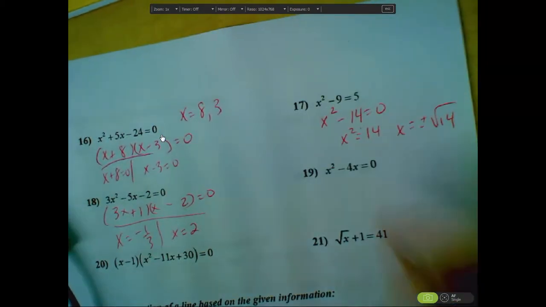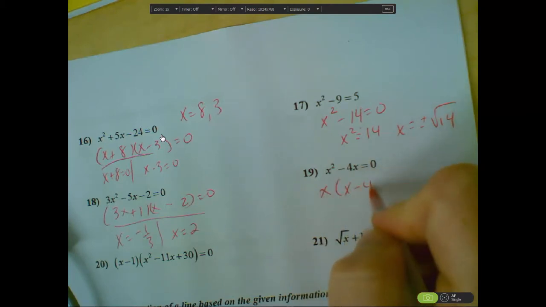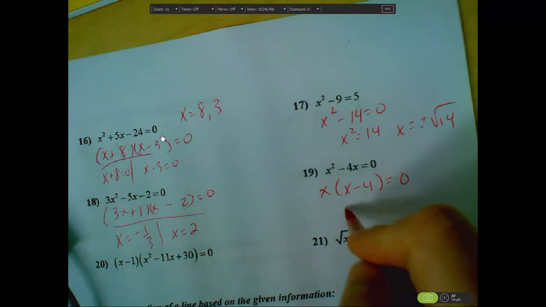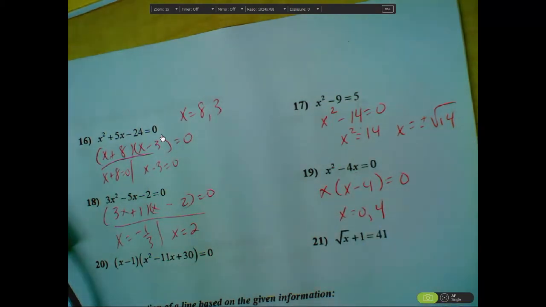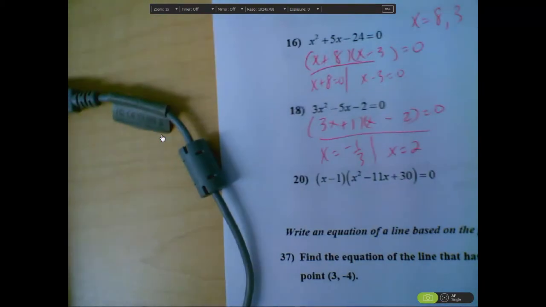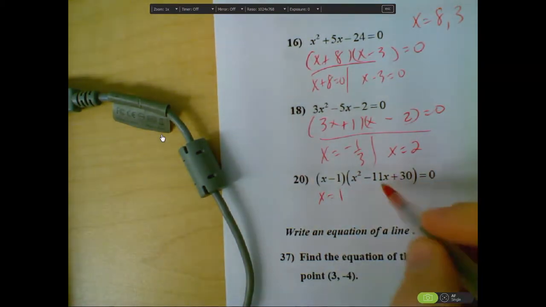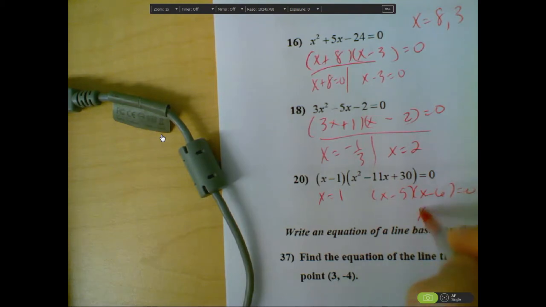Over here, we're going to factor out an x. Everybody always forgets you can take out a GCF when you have a binomial like this. So x equals 0 and 4. Down here, I know x equals 1. That's one of the zeros. I'm going to factor this into x minus 5, x minus 6. So x equals 5 and 6. 3 answers. It's a cubic.